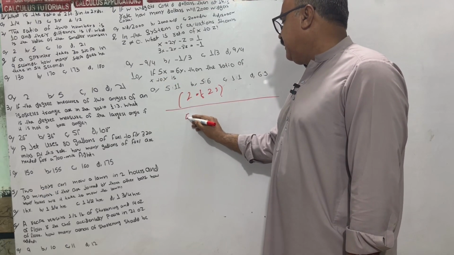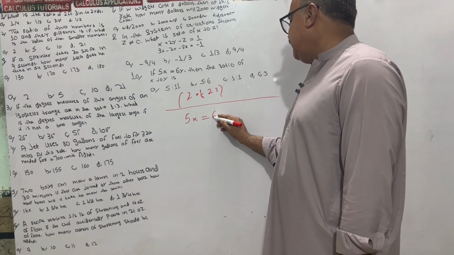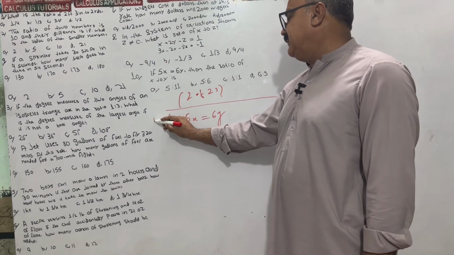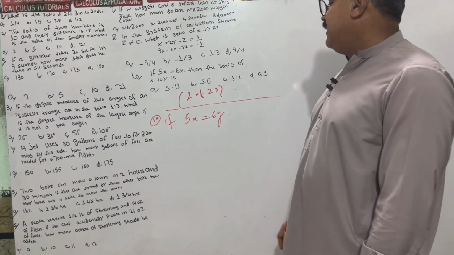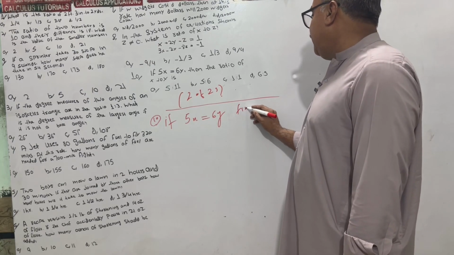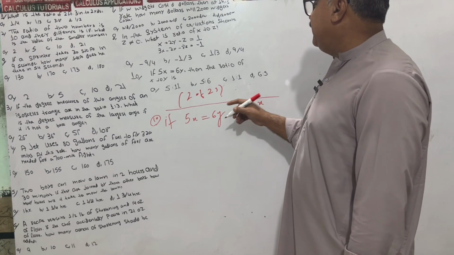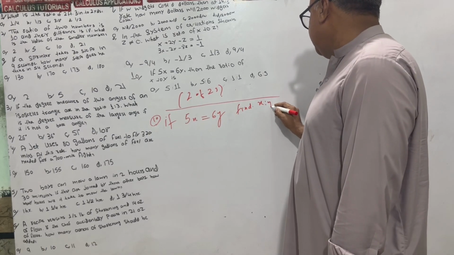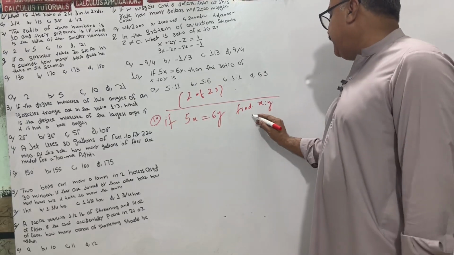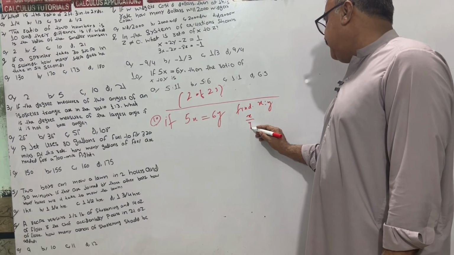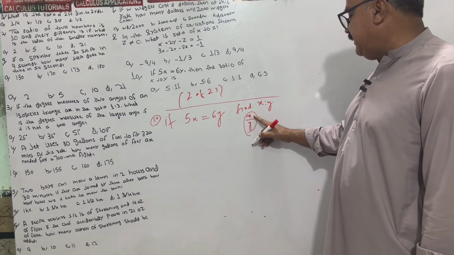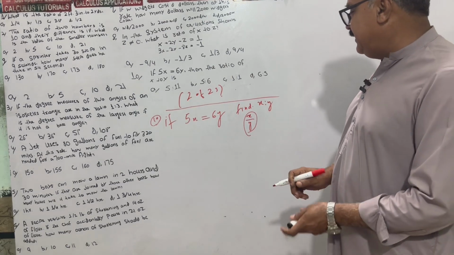Question number 10, starting from the rear to front. If 5x is equal to 6y, find the ratio of x to y. X ratio y can also be written as x divided by y, x over y. We are interested in the value of x divided by y. It's really very simple.